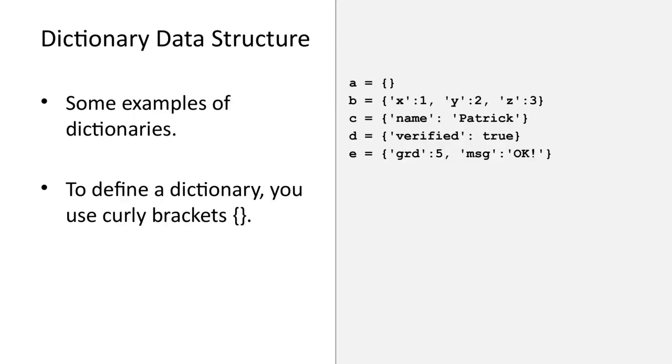Here are some examples of dictionaries. The dictionary is defined using curly braces. Each data item in the dictionary has a key and a value, separated by a colon. Just like lists, dictionaries can contain different types of data.